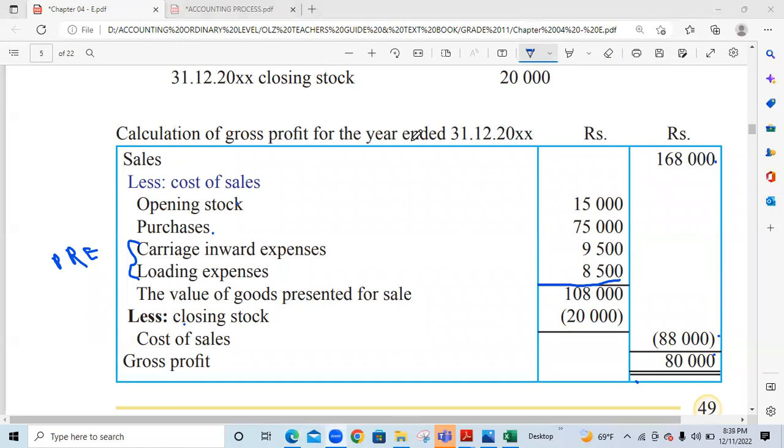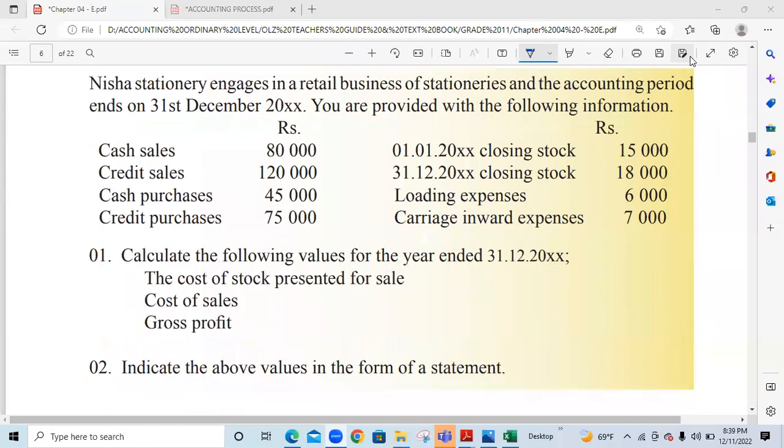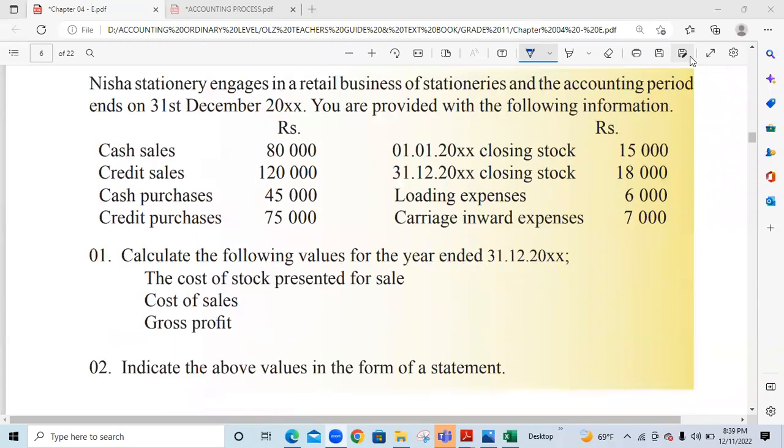Purchase related expenses. There are more. In A levels, you will study import duty, import tax. All these are purchase related expenses. For O levels, most probably they will test carriage inwards, loading, unloading. If they test import tax, sometimes you import from China or another country. When you import, the government will charge tax on you. So that is also a purchase related expense.